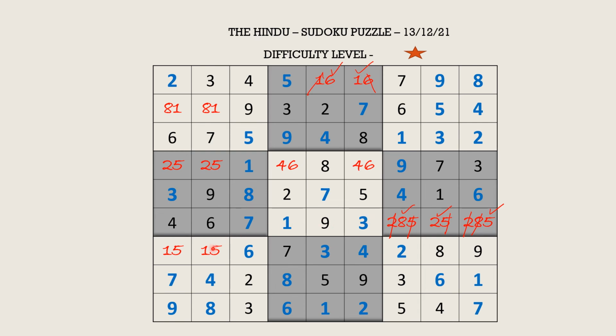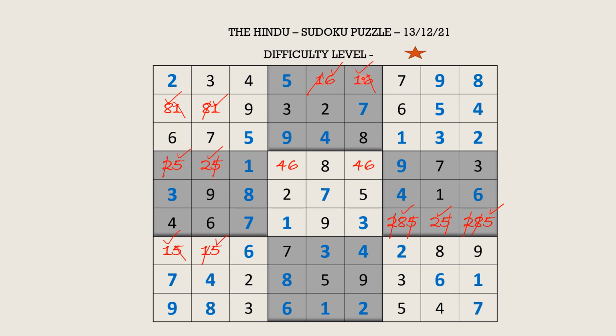Moving here you have an 8 here which cancels out the 8 here. This becomes a 1 and this becomes an 8. And so this one cancels out the 1 here. So this becomes a 5 and this cancels out the 5. This becomes a 1. And this 5 cancels out the 5 here. So the 5 gets cancelled. This becomes a 2 and this becomes a 5.